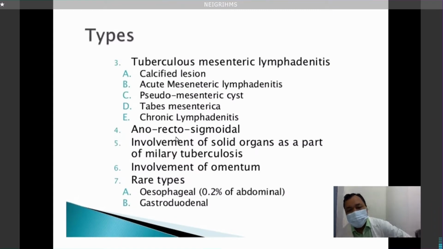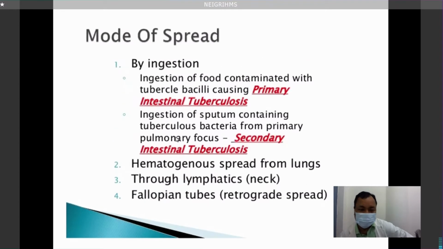The third type can be the involvement of the mesenteric lymph nodes. It can present as a calcified lesion, sometimes as a painful lymphadenitis, or sometimes as a pseudomesenteric cyst. Besides that, it can even involve the anorectal region, the sigmoid colon, and also solid organs like the liver, kidney or spleen. Rarely, tuberculosis can also involve the esophageal or gastroduodenal areas, which is very, very rare.